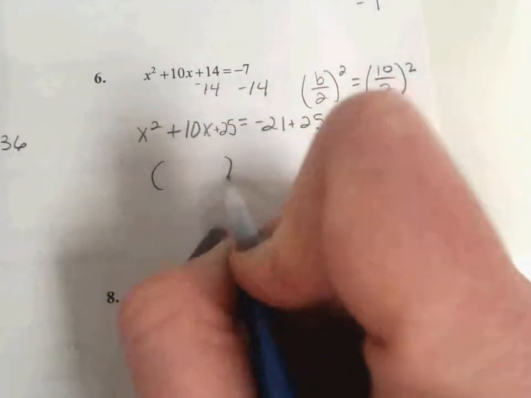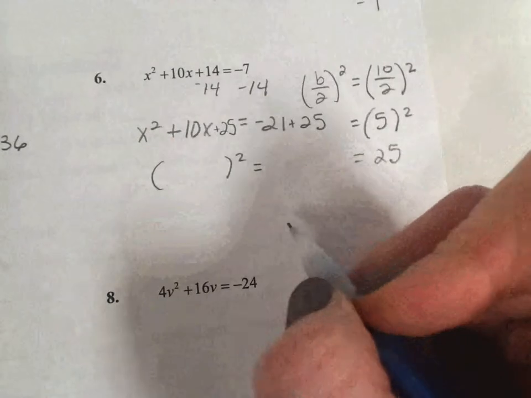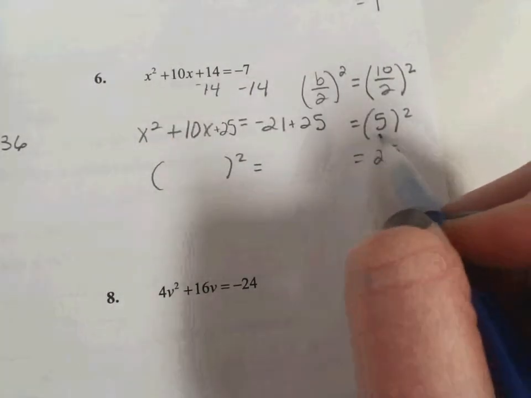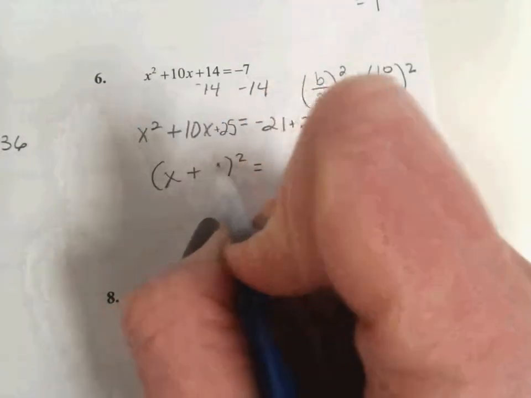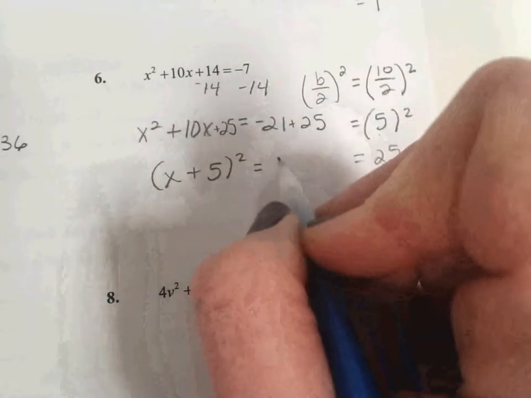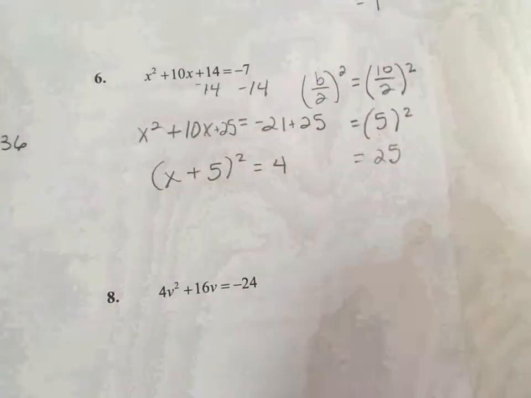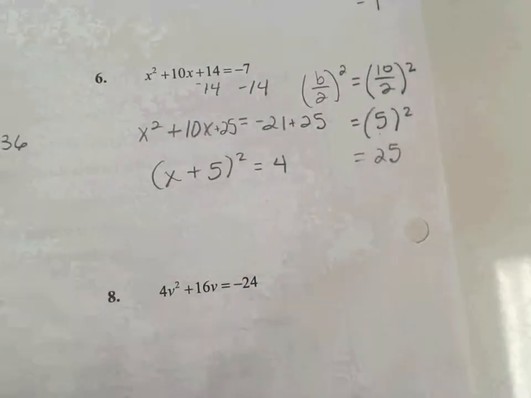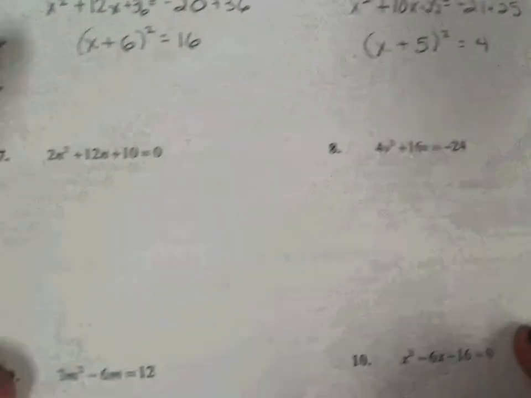And then we can write our perfect square binomial. So again, we go back to the b divided by 2 value. So it's just x plus 5 squared, negative 21 plus 25 is 4. And you could square root both sides and simplify to solve.